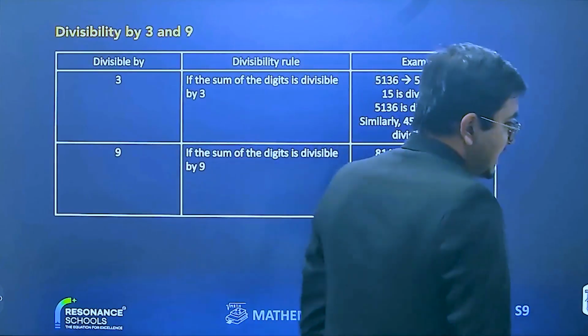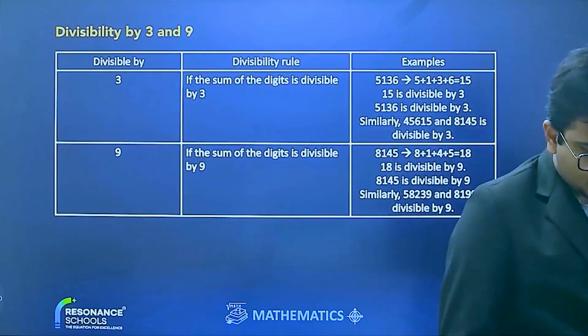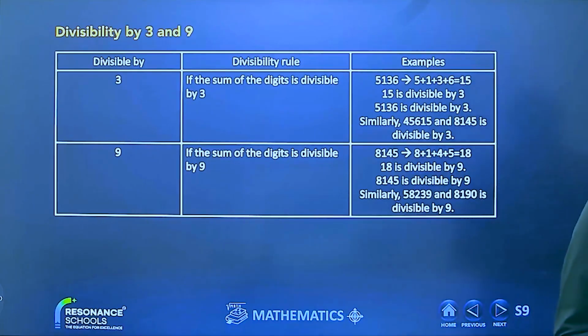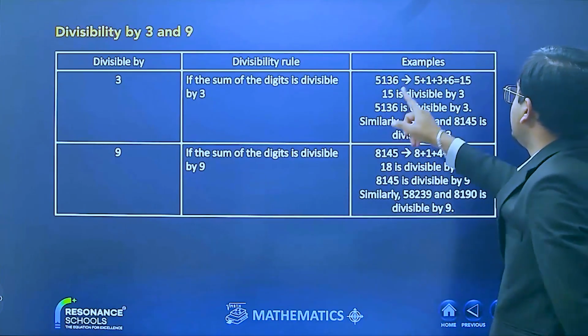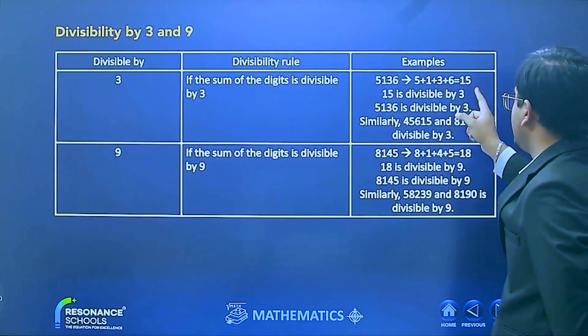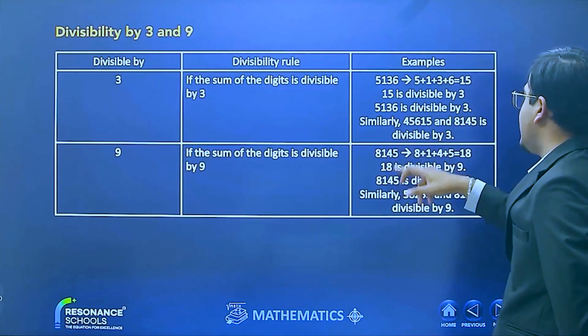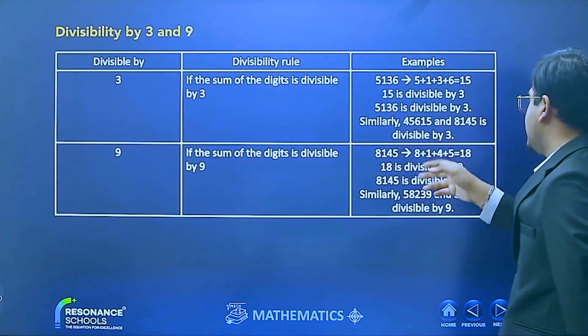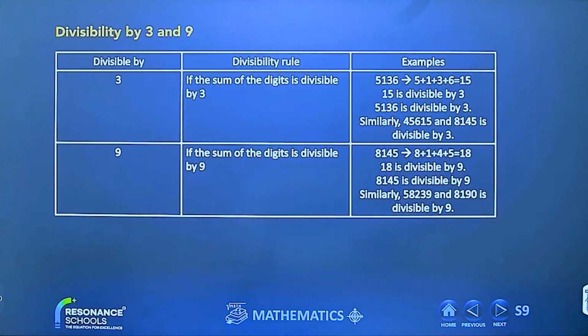Divisibility rule of 3 and 9. For 3 and 9, the sum of the digits should be divisible by 3, and for 9 the sum of the digits should be divisible by 9. You can check the example: 5, 1, 3, 6. 5 plus 1 is 6, 6 plus 3 is 9, 9 plus 6 is 15. 15 is divisible by 3. Here, 6 plus 1, 9 plus 4 is 13, 13 plus 5 is 18. 18 is divisible by 9. Okay, clear? Done?